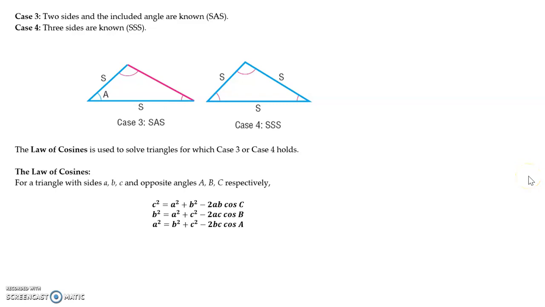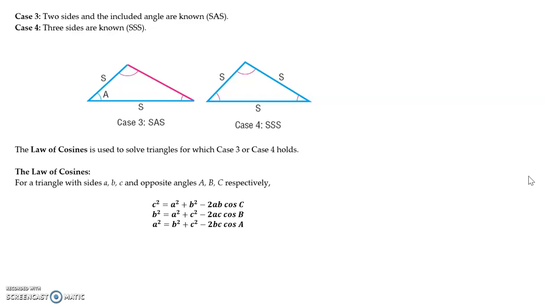Let's go ahead and talk about our last two cases. We're going to take a look at case 3, which is where we have two sides and an included angle. And we're also going to take a look at case 4, which is where we're going to have three sides given to us. Each of these cases is going to use the law of cosines, and you're going to see three different versions down there towards the bottom of your screen.